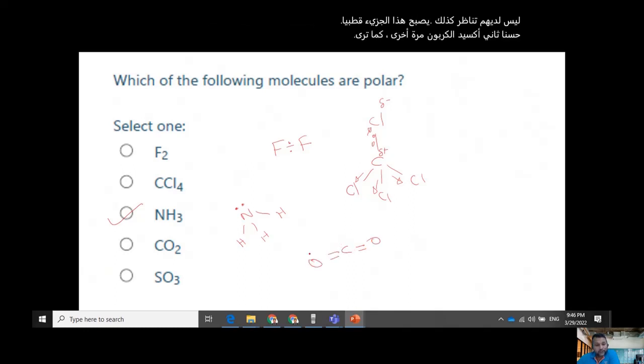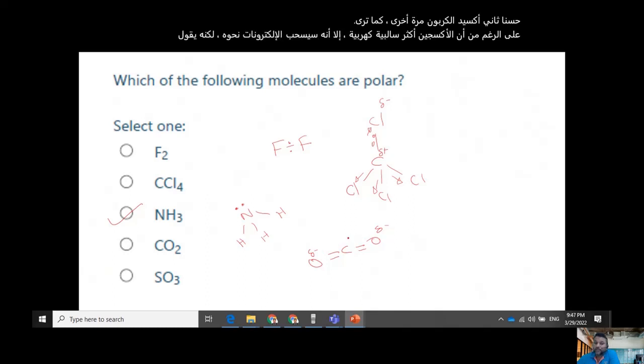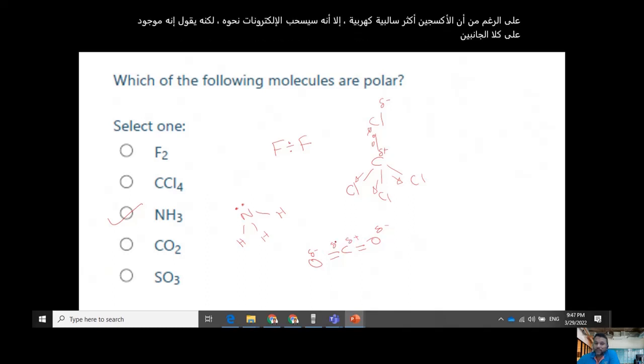Okay, carbon dioxide, again you see, even though oxygen is more electronegative and pulls the electrons towards it, it is present on both sides, so the net pull gets cancelled out because of the symmetry of the molecule.